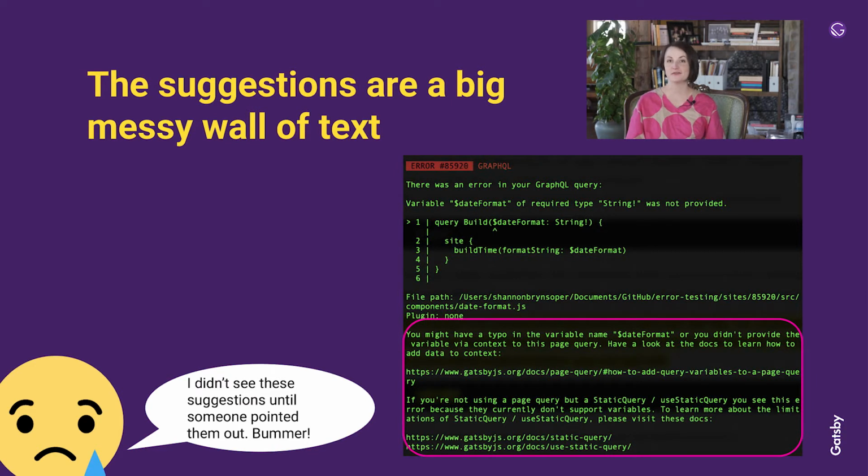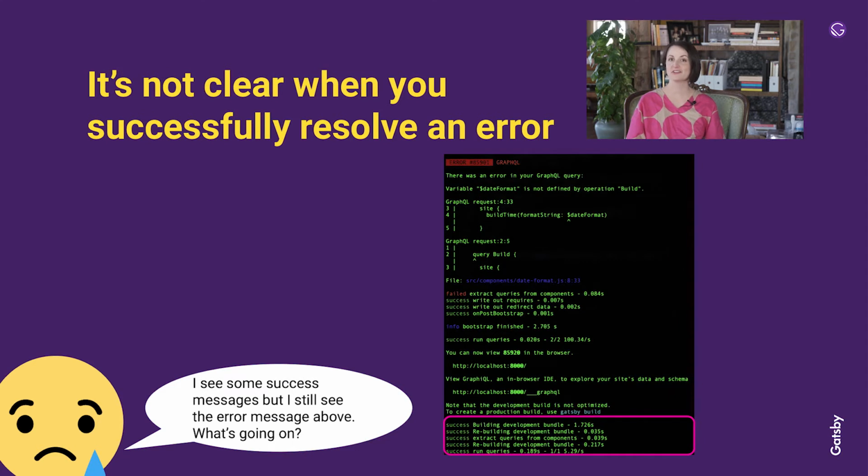That's not the only thing that we learned. We also learned that it's not clear when you've successfully resolved an error. In this screenshot, you can see some success messages at the bottom, and they're not clearly related to the error message that's above them. And also, because the error message is still there, it kind of makes you wonder, is the error still there or did I solve it or not? So the fact that Emmanuel had actually resolved the error at this point wasn't clear to him.